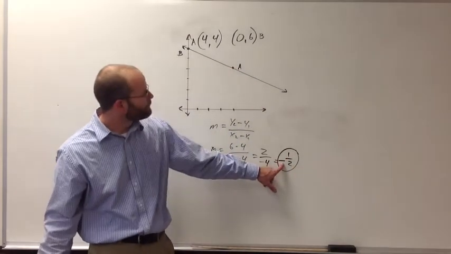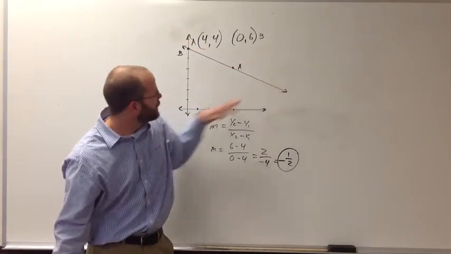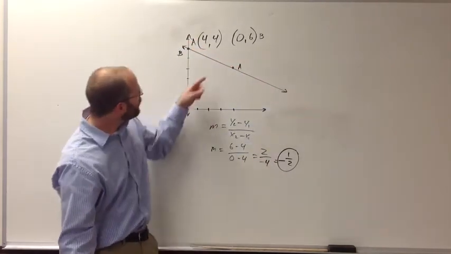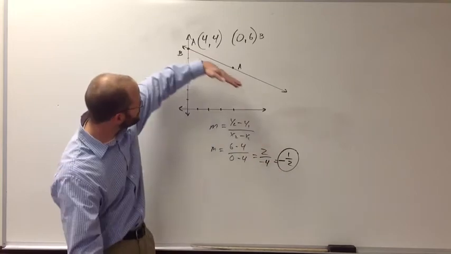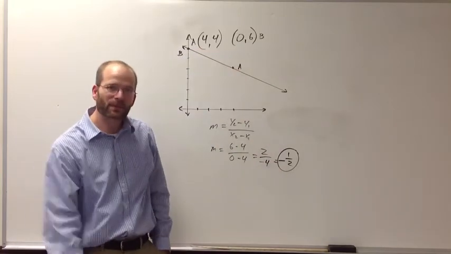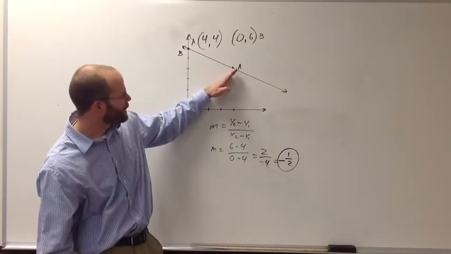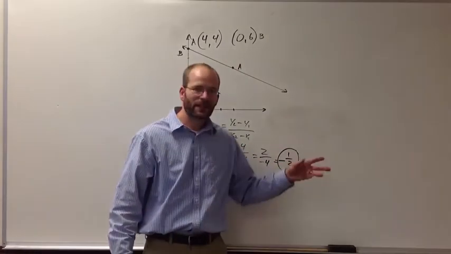Notice the negative sign. It says that the slope goes down as we go to the right. And the 1/2 also tells us that the slope is not as steep as the last one we looked at, which was a 1 at a 45-degree angle. So the sign and the magnitude tell you a lot about a slope.